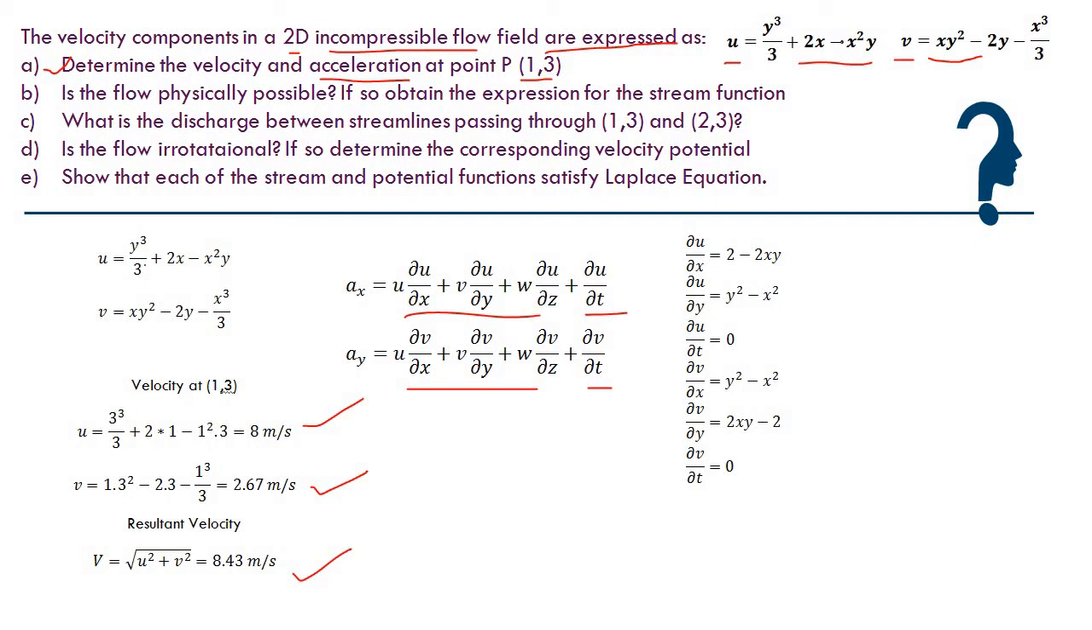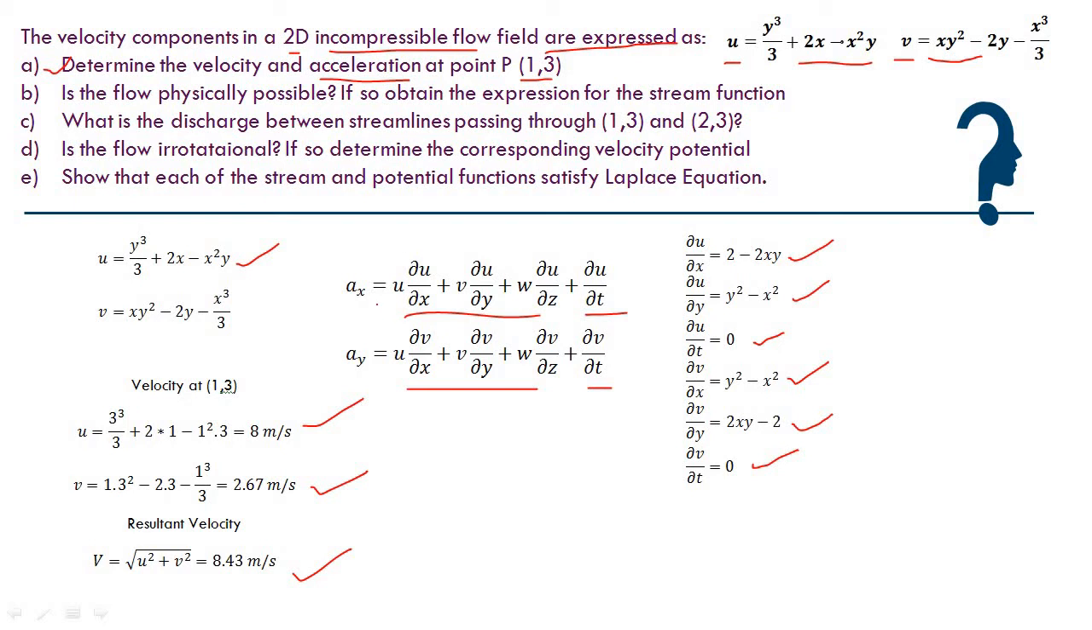So what is ∂u/∂x? ∂/∂x of this, so it is 2 minus 2xy, that is written here. Similarly, you can calculate ∂u/∂y. ∂u/∂t is 0 since there is no t present in u as well as in v. So it is a steady flow. So ∂v/∂x you can calculate, ∂/∂x of v, ∂/∂y of v, ∂v/∂y, and ∂v/∂t.